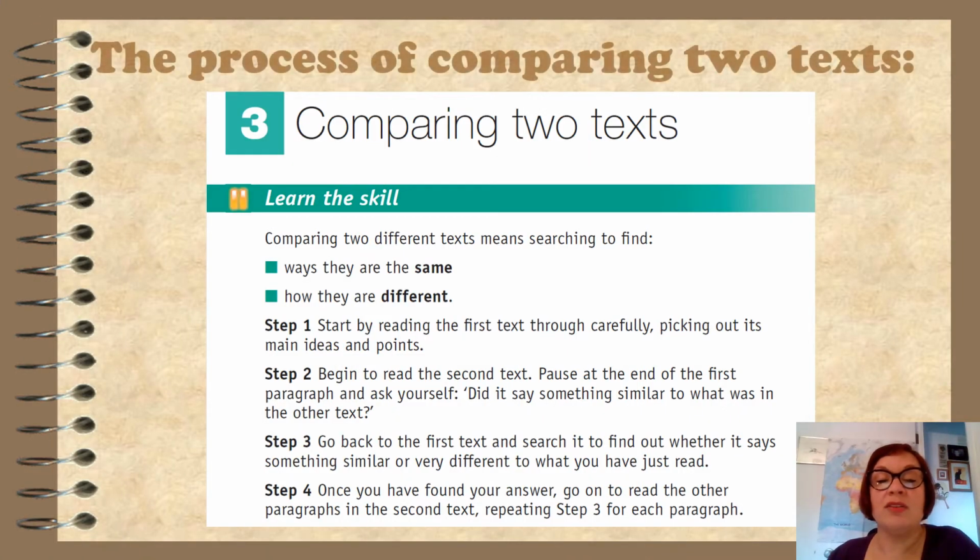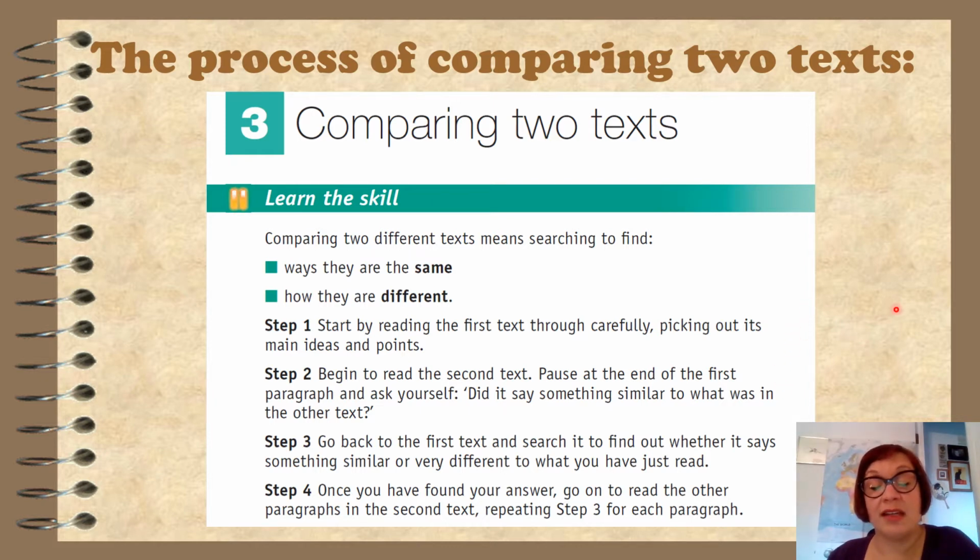Now, another way to compare two texts is, of course, you're going to look at the ways they are the same and the ways they are different. So here are 4 steps. Start by reading the first text through, carefully picking out the main ideas and points. So it sounds similar to the previous one. But what is different here is you go step by step.